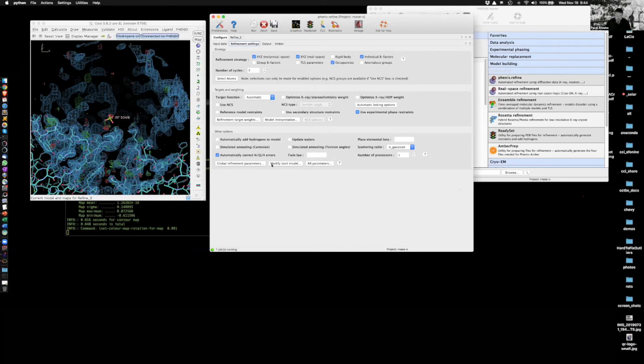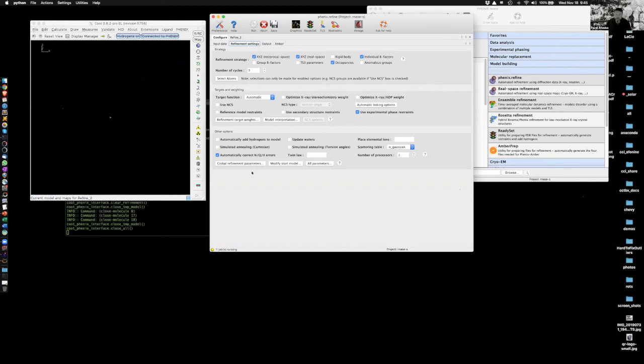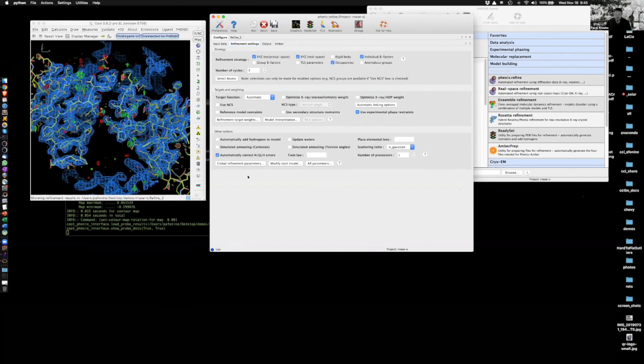But by the way, related to this question, you won't be able to start refinement in the first place if you do not have R free flags. If you start out refinement without R free flags, refinement will complain and stop, asking you to generate new R free flags or provide a new file with R free flags. So it's a good example of how you search for a parameter, but you won't be able to progress that far if you don't have R free flags. That's the point.